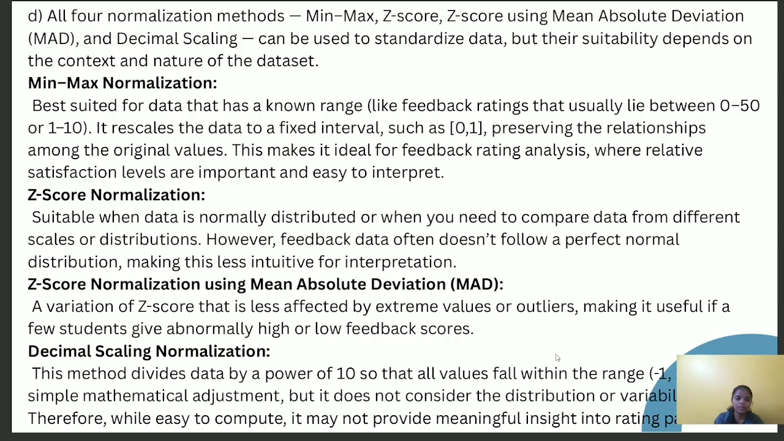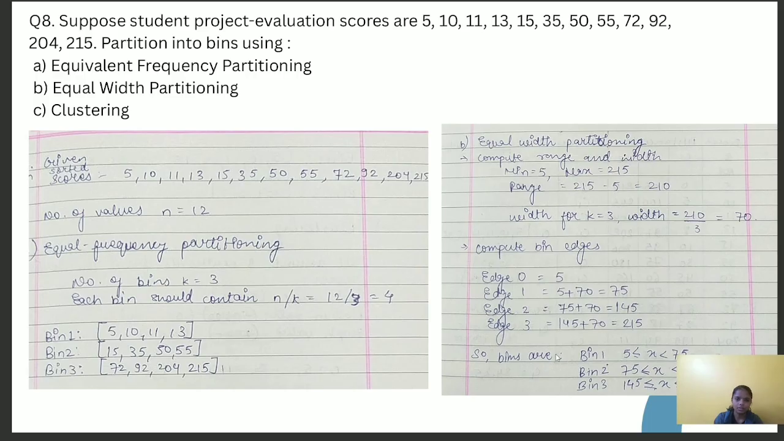Therefore, while easy to compute, it may not provide meaningful insights into rating patterns. Question number 8. Suppose the student project evaluation scores are given. Now partition into bins using equal frequency partitioning and equal width partitioning, and then cluster. As the data is given, first we will sort the data, but our data is already in sorted form.